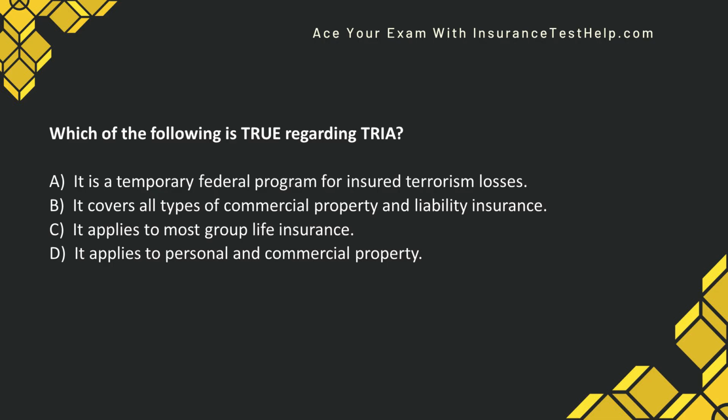Which of the following is true regarding TRIA? A, it is a temporary federal program for insured terrorism losses. B, it covers all types of commercial property and liability insurance. C, it applies to most group life insurance. Or D, it applies to personal and commercial property. Remember, only one of these is true.